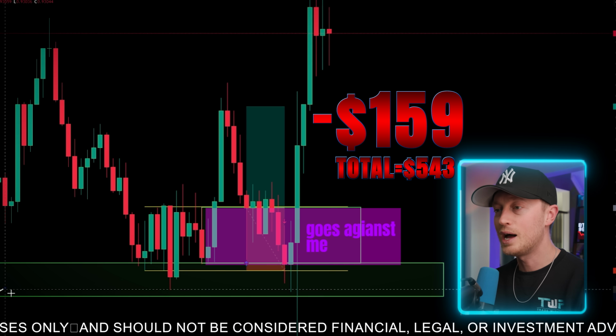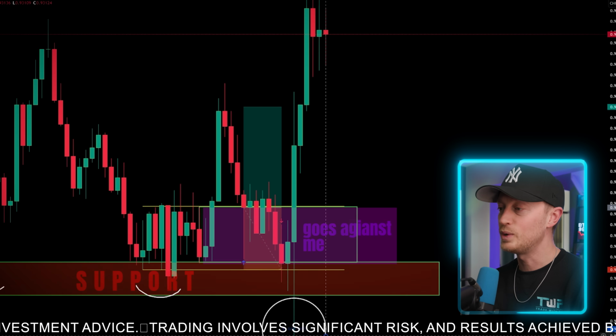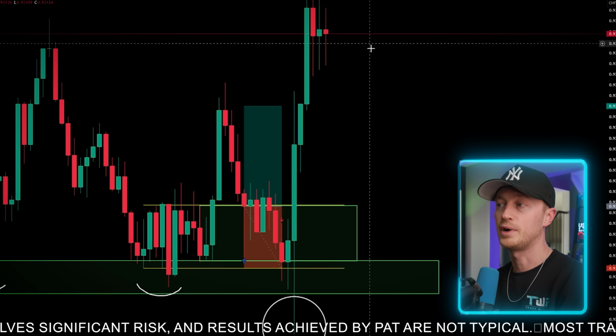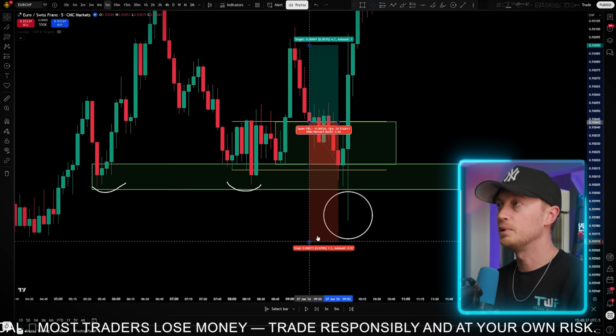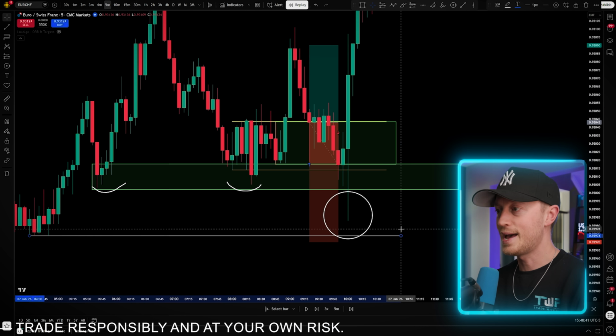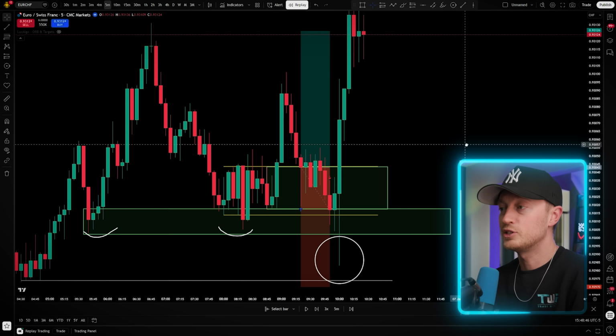We had such an obvious level of support. It was very available for the liquidity sweep, which is exactly what happened before price moved up. Now, obviously, I had a really tight stop here. I could have had the stop below this level right here. If I did that, I could have stayed in the trade, and I could have targeted higher as well. So I could have made this a fine trade.